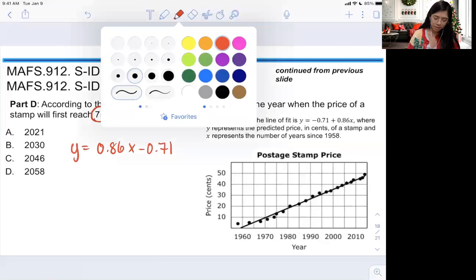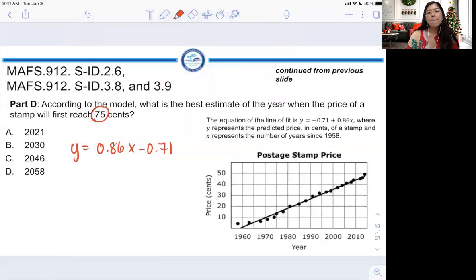Which variable represents money? Is it Y? Yeah, Y, because it says predicted price in cents. Exactly. So y is cents.